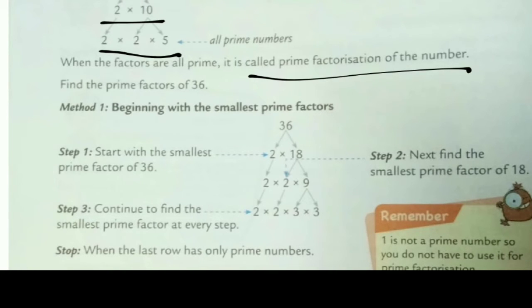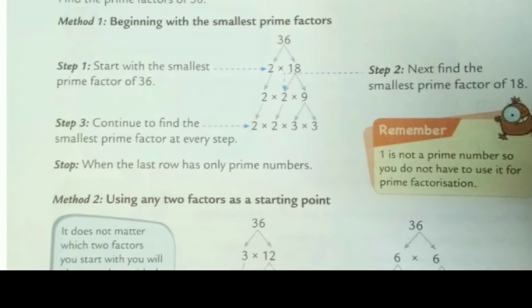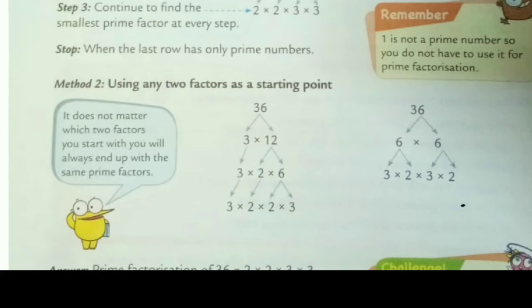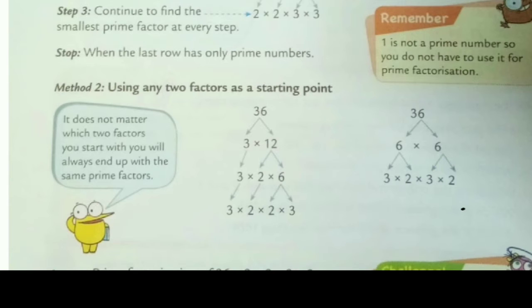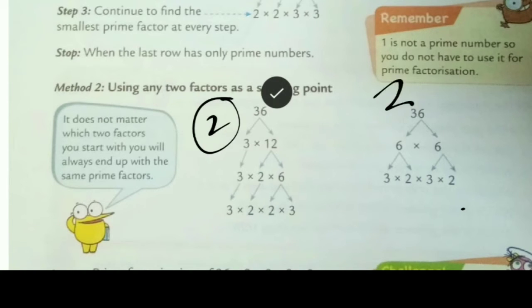Next, beginning with the smallest prime number. Clear? This is one method. Just now I have solved. One more method is there, using any two factors as a starting point. Clear? So this is the second method to solve, and this is the third method to solve.